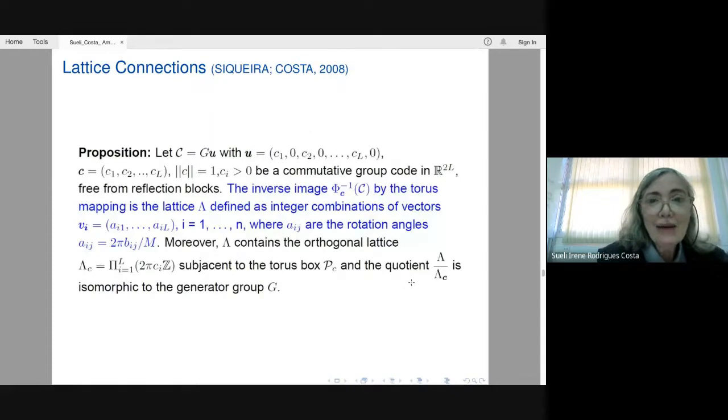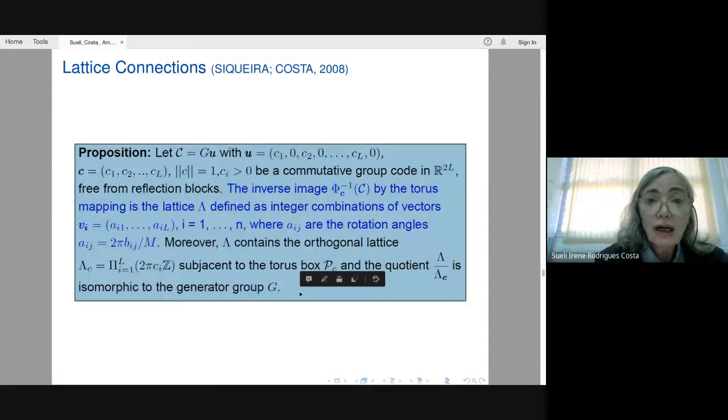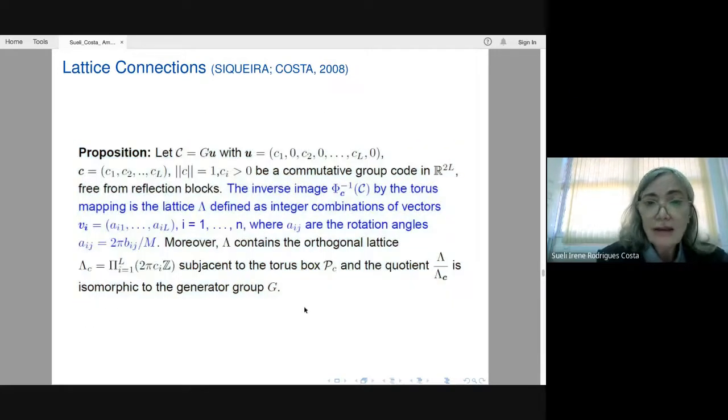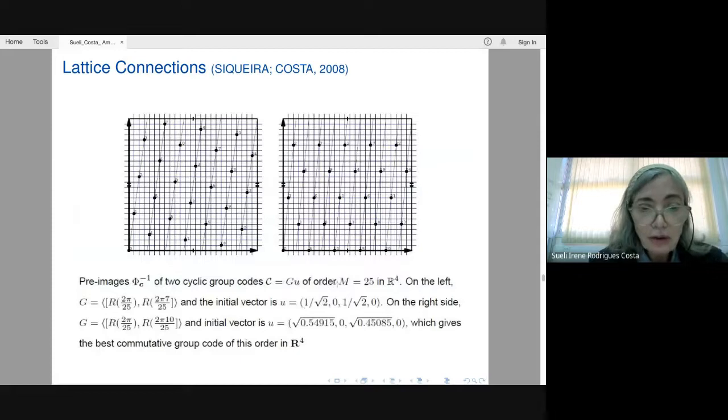Okay, so that's what I'm writing. The inverse image of a spherical code by the torus map is a lattice. If you have a commutative group code, it's a special structure, a group generated by a matrix, commutative, and free from reflection boxes. We have to exclude this. So in this case, the inverse mapping of a torus map is a lattice in the previous dimension.